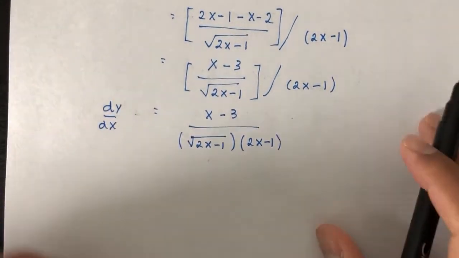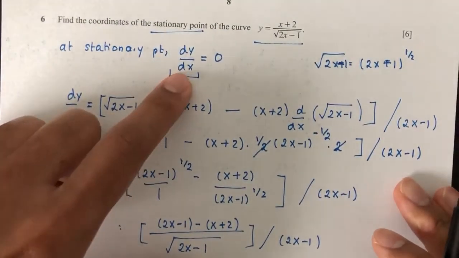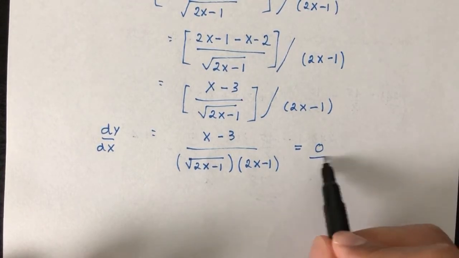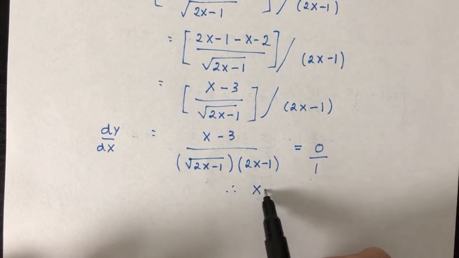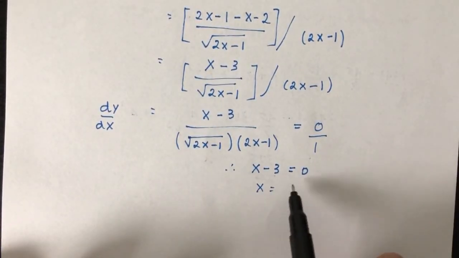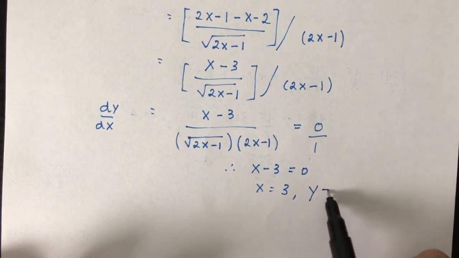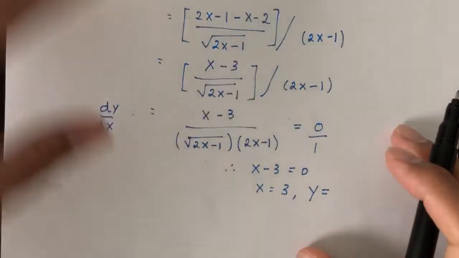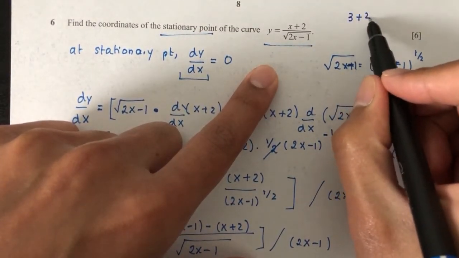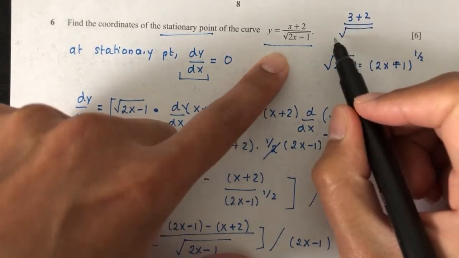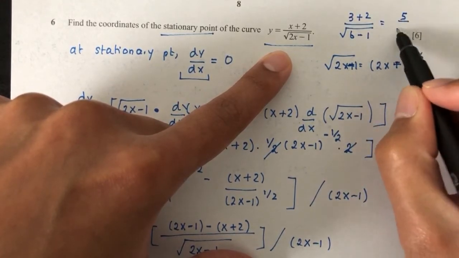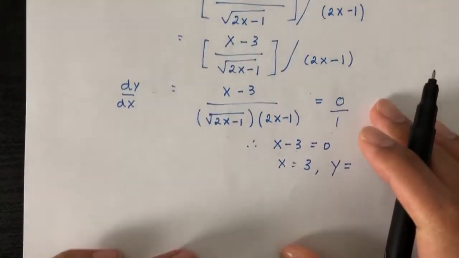As you can see, we are trying to find the stationary point, where dy by dx is 0, so we have to equate this to 0. From this, we can see that x minus 3 is 0, so x equals 3. Now find the value of y. If x equals 3, y will be, in this equation, 3 plus 2 divided by the square root of 6 minus 1, that will be 5 over square root of 5. That's the value of y.